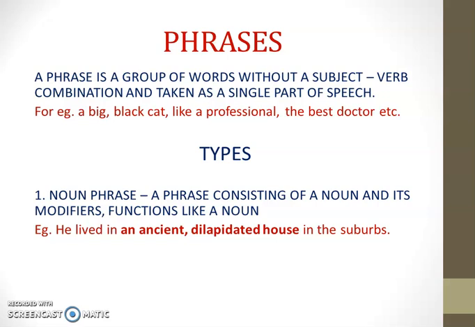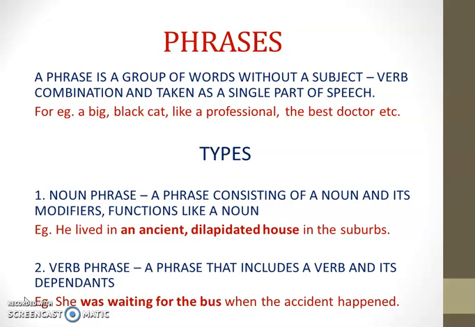Then coming to the second type of phrase, that is the verb phrase. A verb phrase is a phrase that includes a verb and its dependents. Here we are not specifying that it functions like a verb, but it consists of a verb and its dependents. To take the example sentence, she was waiting for the bus when the accident took place. So here the verb phrase is was waiting for the bus. It consists of the verb was waiting and its dependent for the bus.